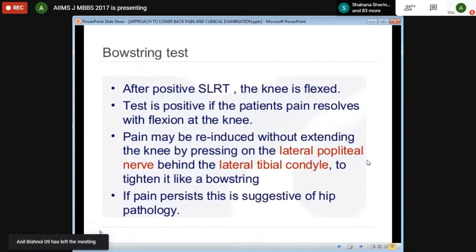Now, something called the bowstring test is there. What happens? After a positive SLRT, flex the knee, and the patient will have normal resolution of the pain, but without extending the knee, the pain can be reintroduced by pressing on the lateral popliteal nerve behind the lateral tibial condyle to tighten it like a bowstring. And this one will rule out hip pathology, because you never know, the pain may be coming from the hip region.